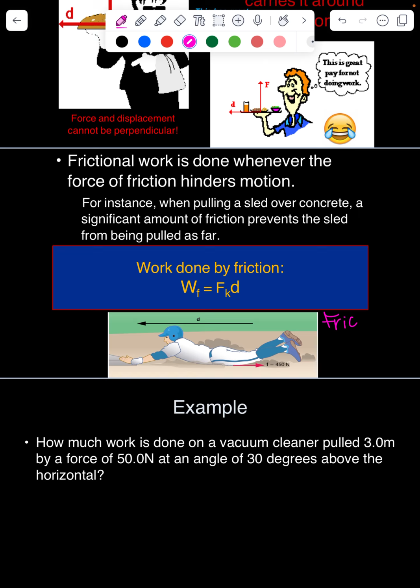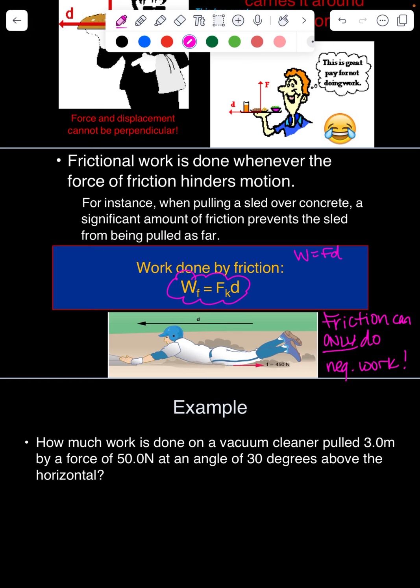All right, so friction can only do negative work. Friction will never, ever be going in the same direction as the motion of the object, so it will always do negative work. Now, this is the same equation as you just saw, that work is equal to force times displacement. This is just specifying the work done by friction.